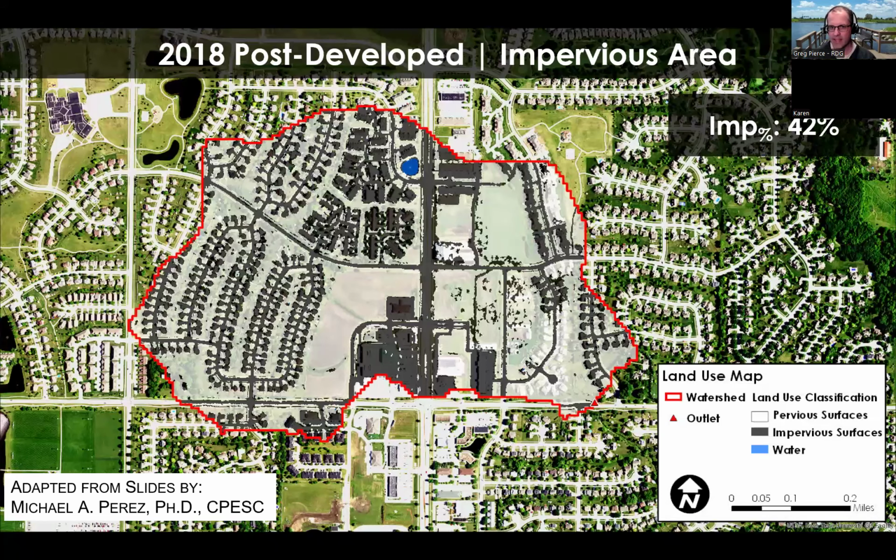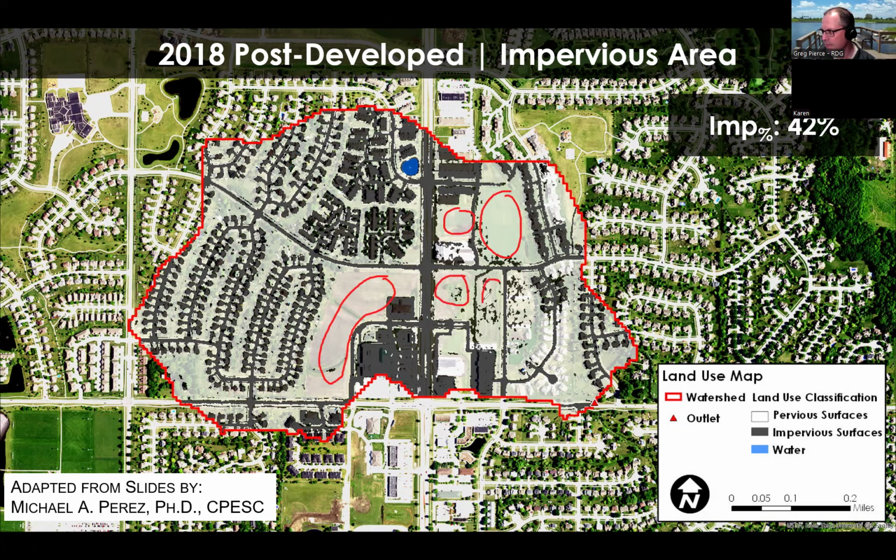And why is the channel protection volume aspect of the unified sizing criteria so important? This is an analysis that many of you have probably seen before. Mike Perez did this while he was at Iowa State University. He looked at an area of Ankeny that was developing. At the time, it was about 42% impervious, so there are still some parcels you can see that were yet to develop. So probably upon full build out, we're getting closer to 50%.